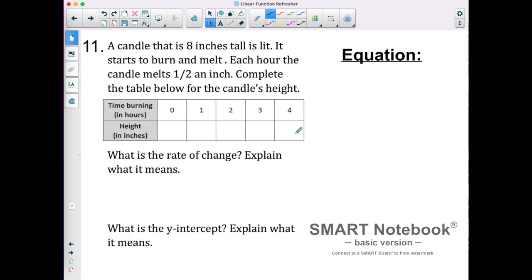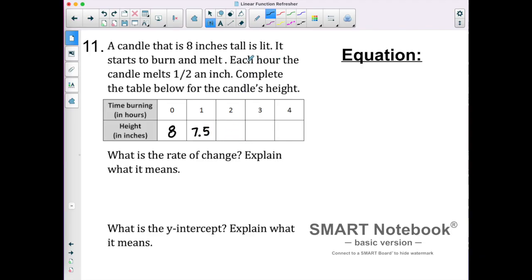And then lastly, we have this scenario. So a candle that's 8 inches tall is lit, and it starts to burn and melt. Each hour, the candle melts 1/2 an inch. So we could fill out a table to kind of represent the relationships that are happening. After 0 hours of burning, the candle started out at 8 inches tall. And then after 1, we're going to reach 7.5 inches.